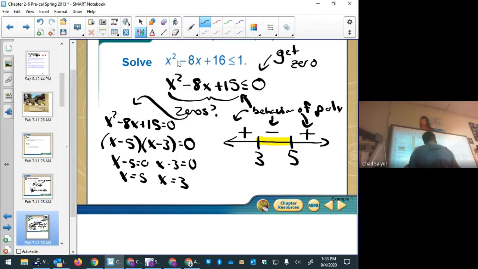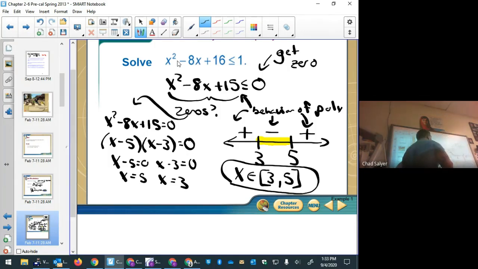So our answer is going to be x is an element of 3 to 5, and we'll include the bounds. So when it's a polynomial inequality, if it's or equal to, I include the bounds. It's a little different with rational inequalities because we have to make sure to exclude the possibility of division by 0. But for polynomials, that's not a concern. If it's or equal to, we include the bounds. If it's just greater than or less than, you exclude the bounds.